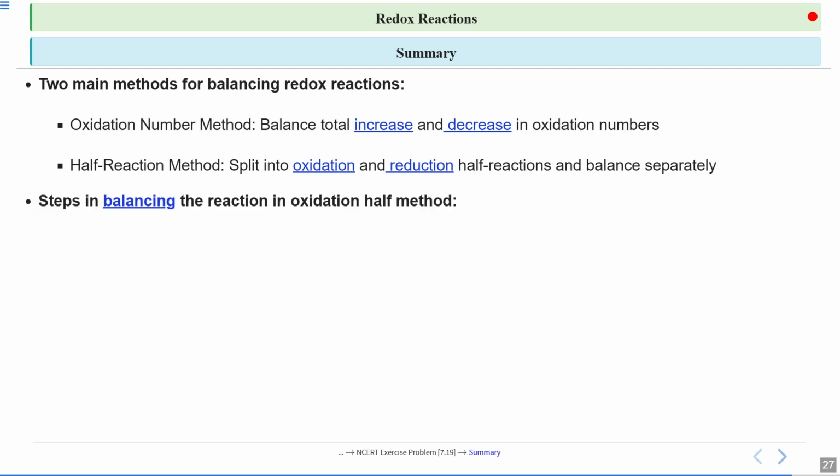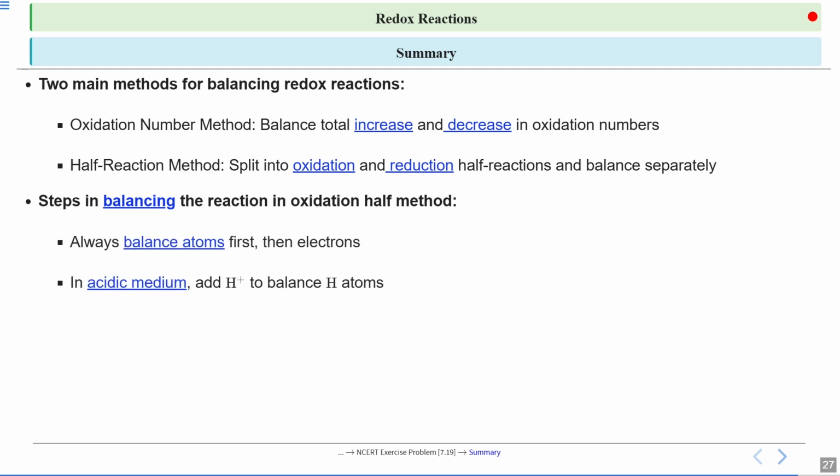Now the steps in balancing the reaction in the oxidation number method. As in solving the question, we have encountered that there are mainly 7 steps in a sequential manner that we have come across. So if we follow those particular 7 rules, we will solve the question or balance the chemical equation in a particular manner. In the first one, we will balance the atoms first and then the electrons. We will also keep in mind that if the reaction is taking place in acidic medium, we will add H⁺ to balance the hydrogen atoms, while in basic medium, we will add OH⁻ to balance the charges.